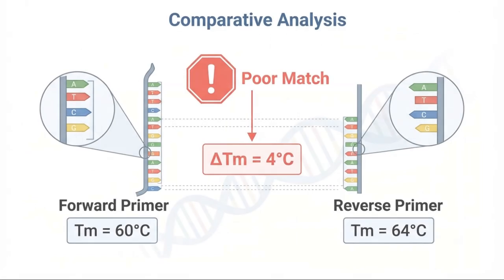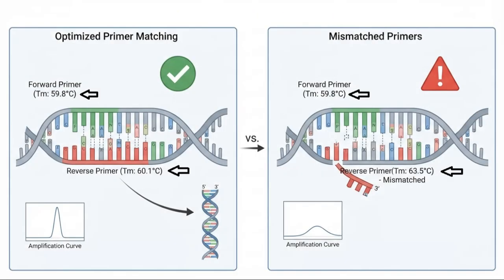Excellent. 60 degrees Celsius and 64 degrees Celsius? Not a good choice. If one primer melts much earlier than the other, they won't anneal efficiently during the same PCR cycle. Balanced primers usually produce much more consistent amplification.